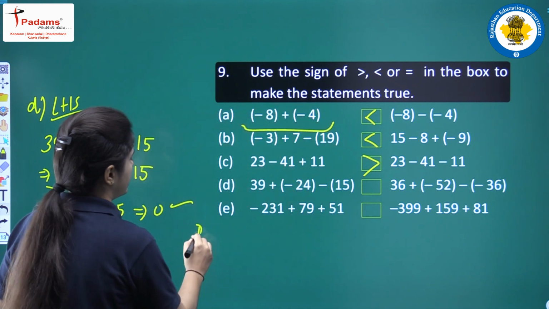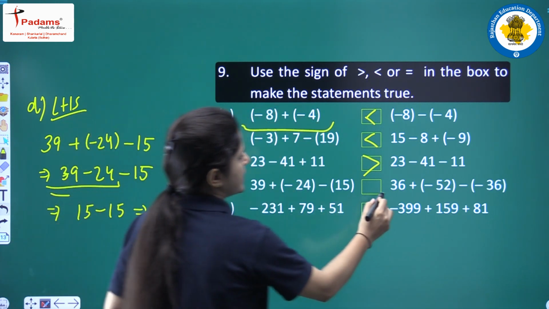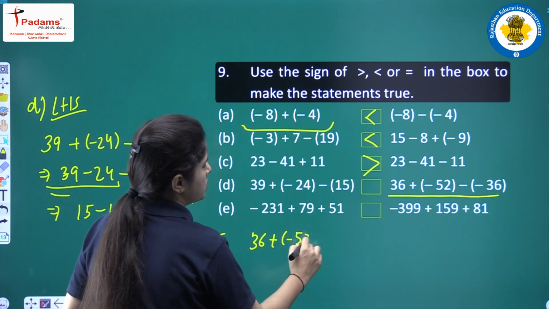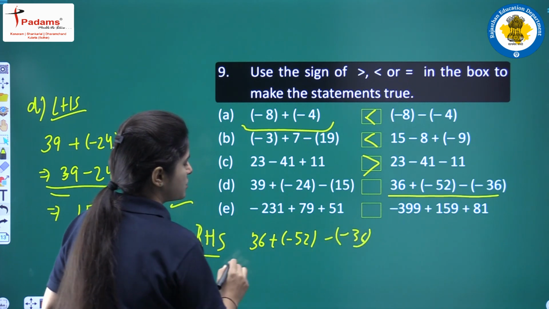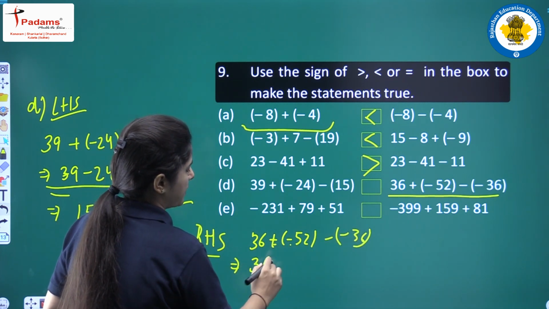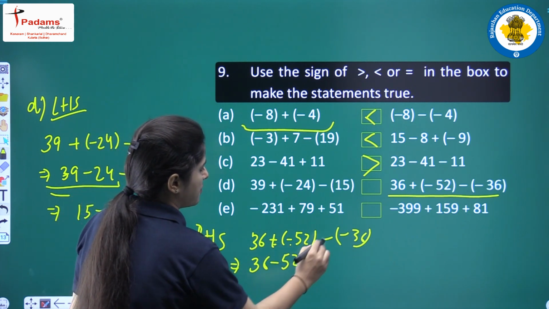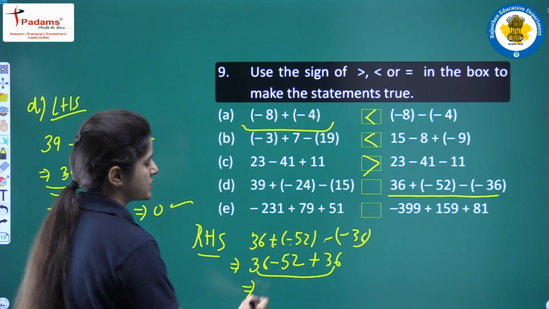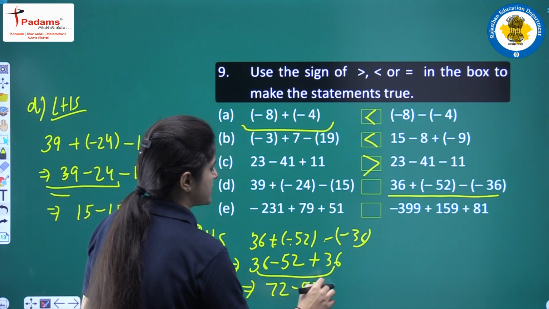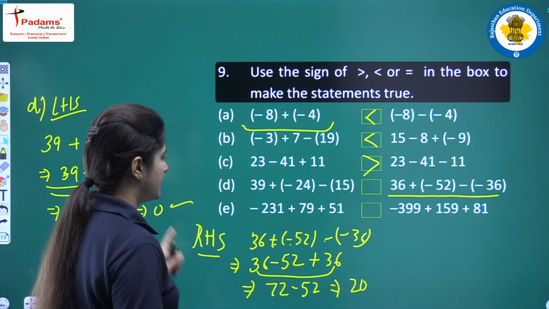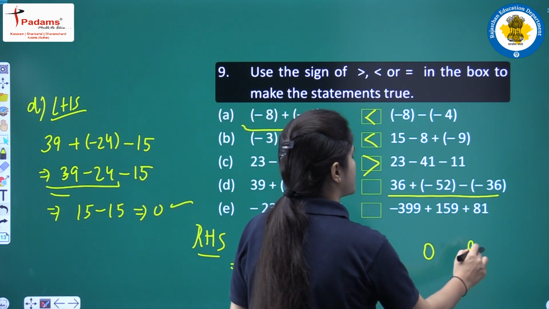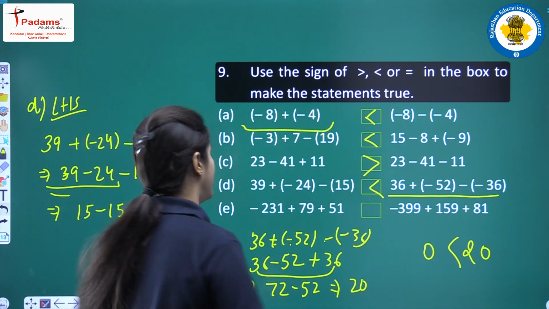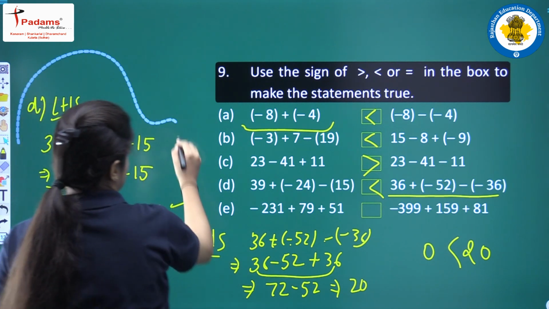Now we will do the right hand side portion. Right hand side is this. So 36 plus minus 52 minus 36, okay students. So 36 plus minus is minus 52, minus minus 36 becomes plus 36. So 36 plus 36 is equal to 72, minus 52 is equal to 20. Clearly 0 and 20. So 20 is greater than 0. So the answer is this. So easy, so simple, okay. So now we will do the E part.